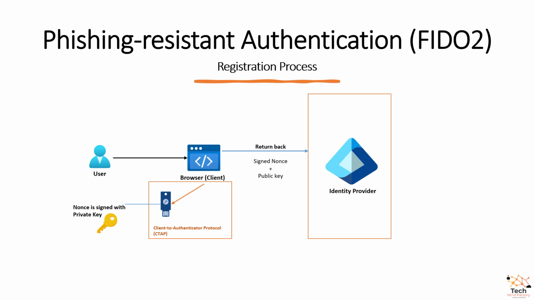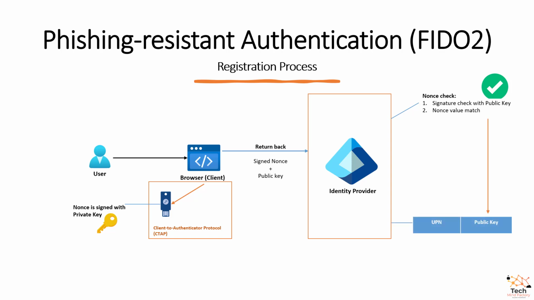So what we will return to the identity provider is the signed nonce and public key. Now on the identity provider side, there will be a nonce check, a signature check with the public key. The identity provider will check whether this specific nonce was signed by the public key that was sent. And there will be a nonce value match check, whether this is the real value of the nonce that was sent by the identity provider during this initial registration process. If the checks pass, the identity provider will store the user UPN along with the public key. As you can see, only the public key is stored on the identity provider side. The private key will stay on the security key device.